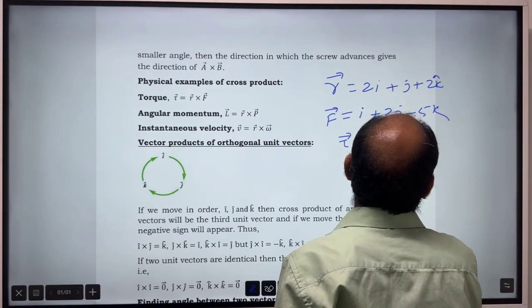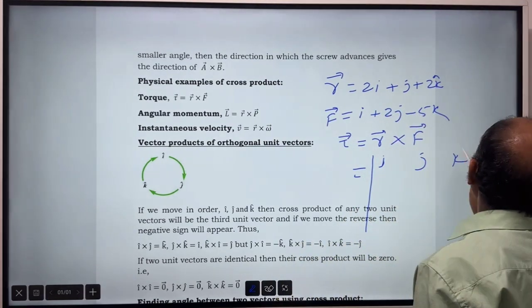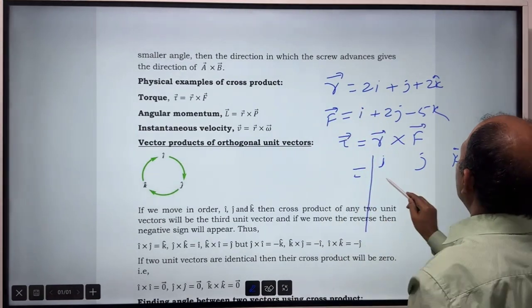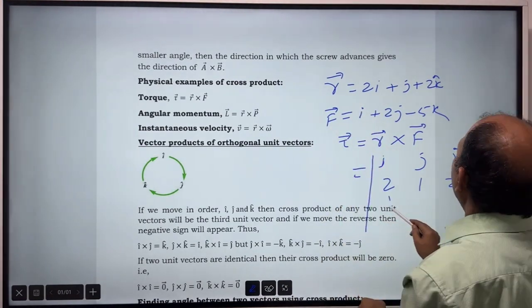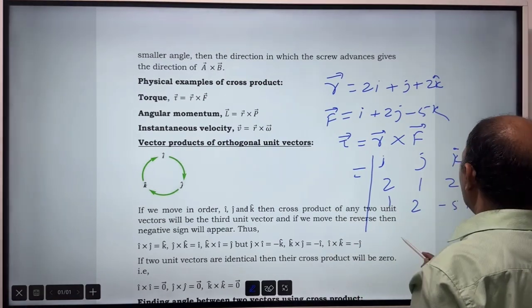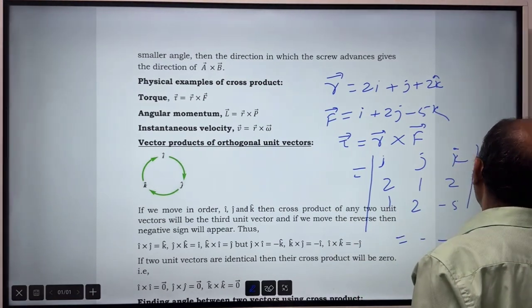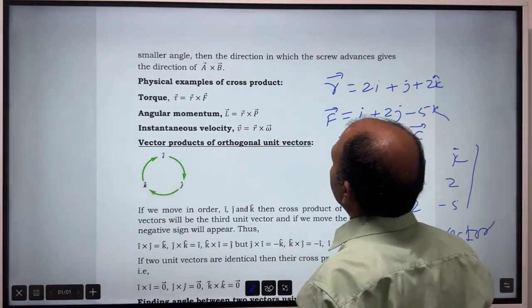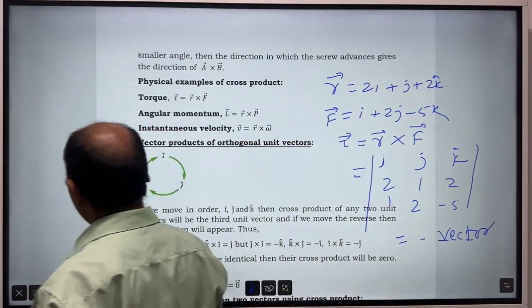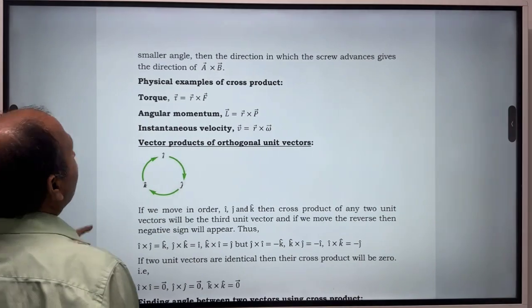Again, you will write i cap, j cap, k cap. Then you will write coefficients like 2, 1, 2, then 1, 2, minus 5, and you will evaluate and you will get one vector. So cross product of two vectors always gives a vector.